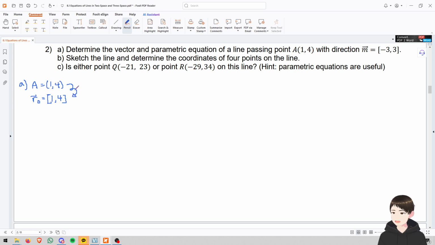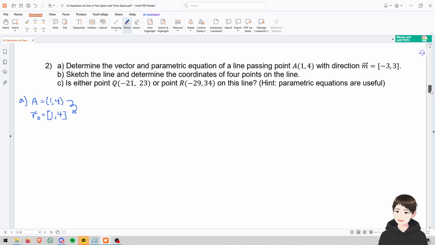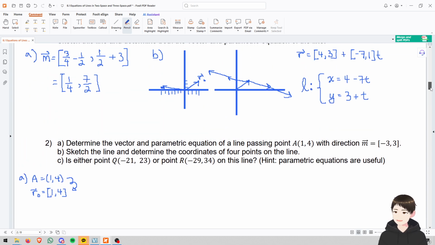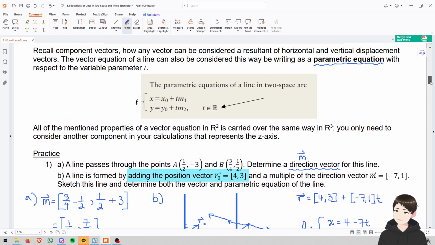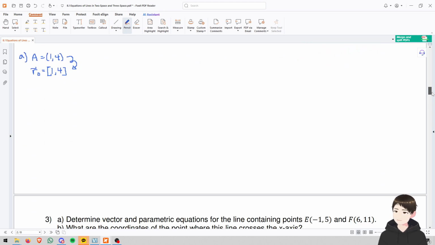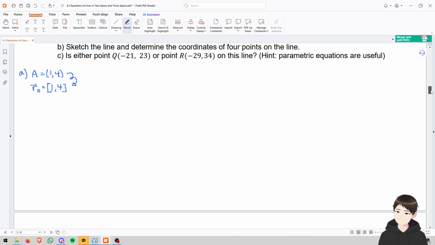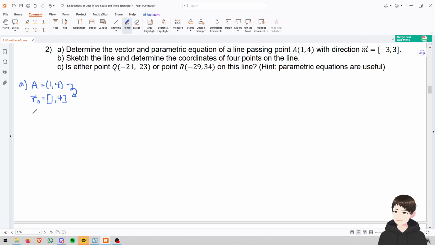Is it the only way you can find a position vector? I'm sure there are other ways in different questions. But in this specific one, that is an assumption you can make. And if you're not sure why, there is no real why. It's just you could, and so I did. Please review the previous lesson to get a better grasp of it. Okay? The direction vector, then, is already given to us, (-3, 3).